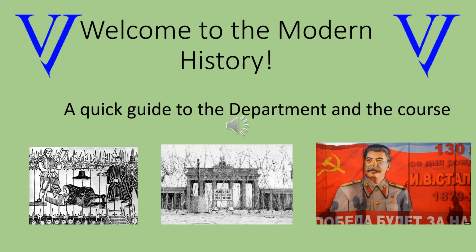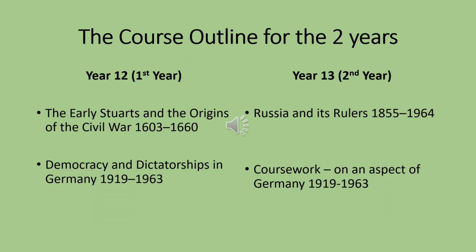I'm just going to give you a brief guide to the course and what we offer you if you decide to choose Modern History. So take your time to look at this course outline. As you can see, the course is divided in 2 years, Year 1 and Year 2. We don't really call it Year 12 or Year 13. It's just first years and second years.